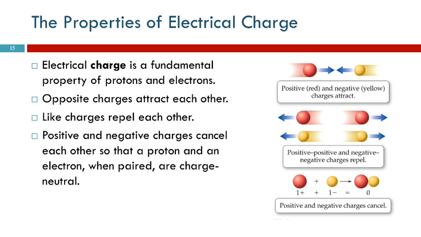So electrical charge is very important in understanding how matter behaves. Electrical charge is a fundamental property of protons and electrons. The protons have a positive charge, the electrons have a negative charge. What's important to understand about a charge is electrical charges behave a lot like magnetic fields do. We've all probably played with magnets, or at least used a magnet to stick something on the refrigerator, right? Magnets have a north pole and a south pole. One end is different than the other.